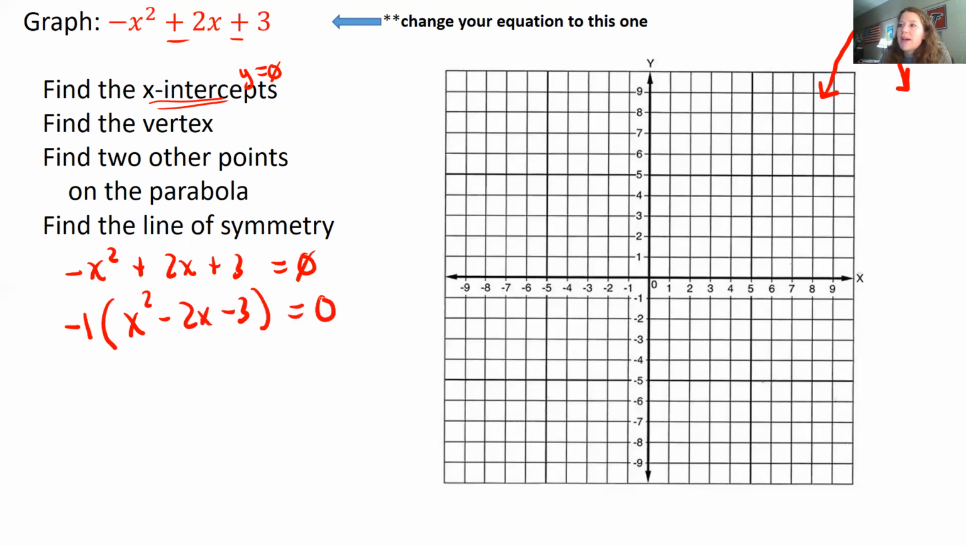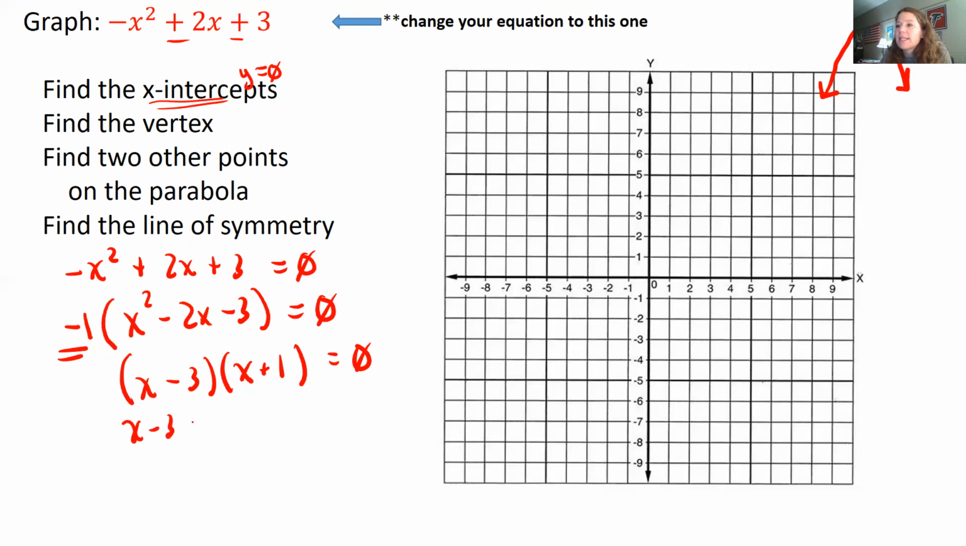And this is just to factor it. So I'm ignoring this -1 right there for a few minutes. Once again, I want two numbers that multiply to give me -3 and add to give me -2. So I need -3 and +1. -3 times 1 is -3, and -3 plus 1 is -2. So I know I'm right.